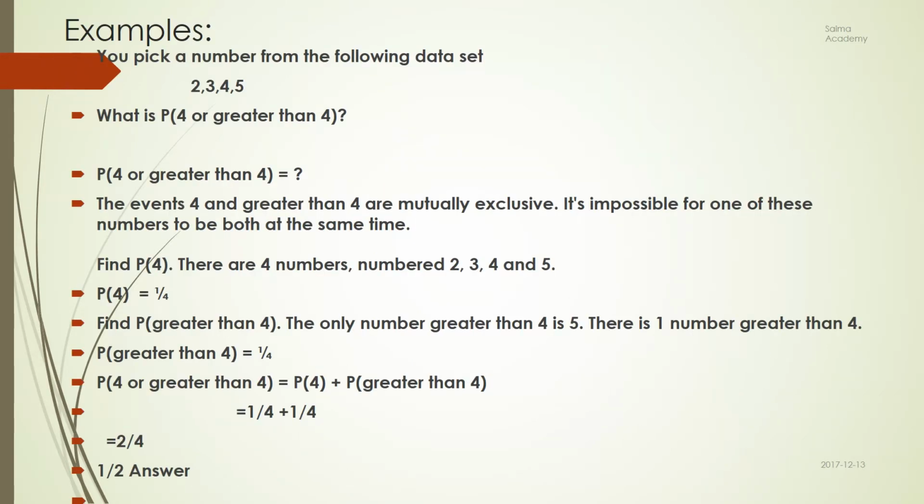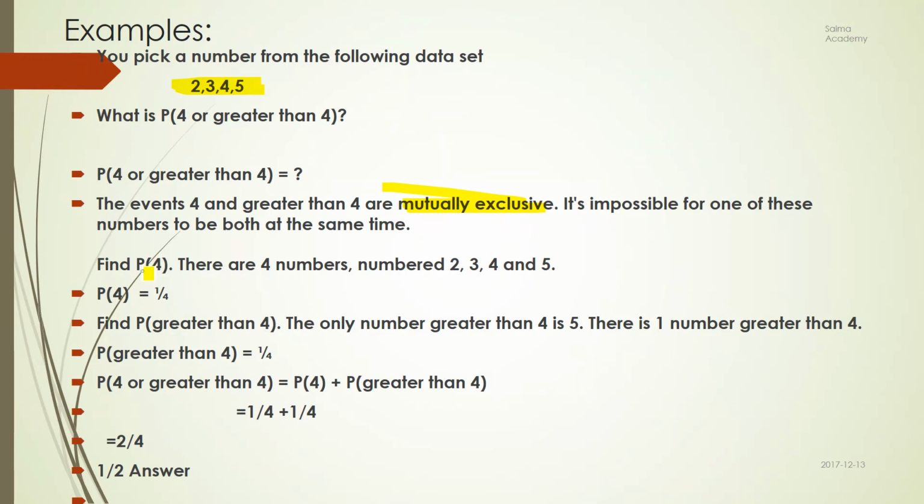Now I will give you a few examples to understand the concept of mutually exclusive. Suppose you pick a number from the following data set. Suppose we have these four numbers 2, 3, 4 and 5, and you have to pick 4 or greater than 4. What is the probability that you will pick 4 out of these numbers or greater than 4? So these events, 4 and greater than 4, are mutually exclusive, right? It is impossible for one of these numbers to be both at the same time.